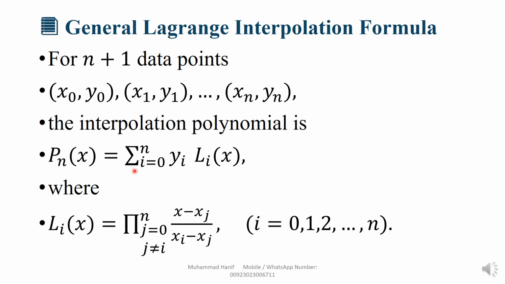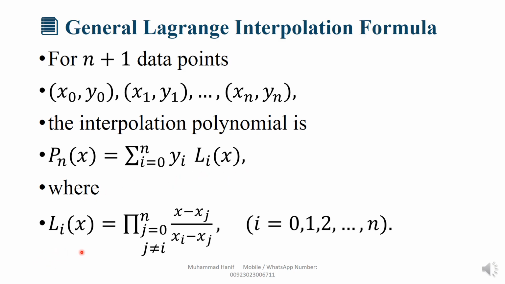P_n(x) equal to summation i equal to 0 to n. It means first we start with the value of i as 0 because here x0 is given. The initial value is 0, so 0 to n, however many data points are given, y_i and L_i(x).